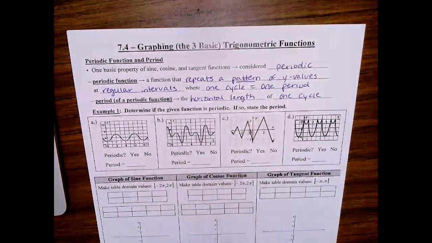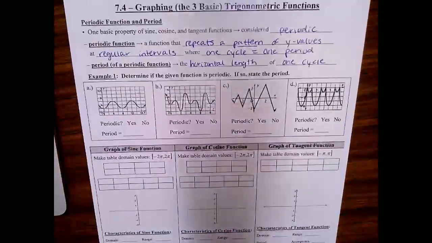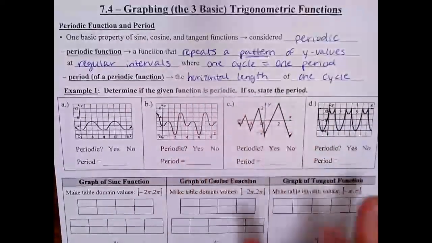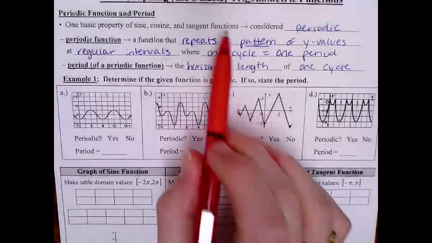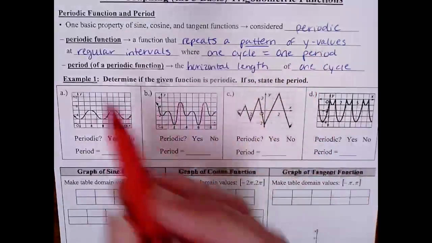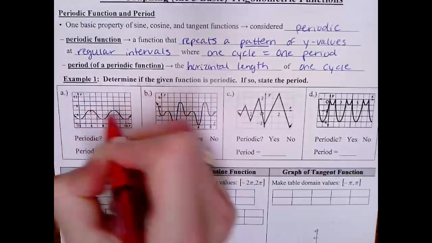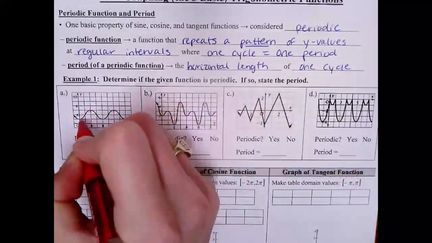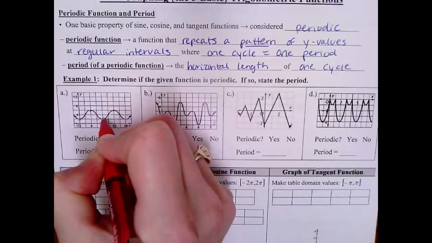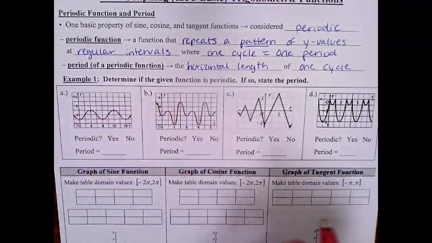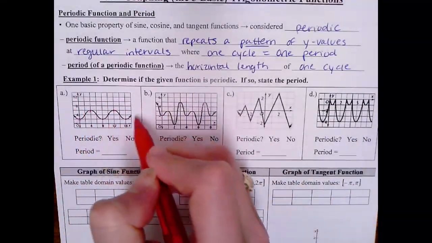So we're going to look at these examples and determine if the given function is periodic, and if so, state the period. The period being the horizontal length of one cycle. So remember, it's a repeated pattern of y values. So you're kind of observing the y values here. This is at 6, 6, so that repeats. You have one at 2, 2, 2, and then you have like 4, 4, 4, 4 here. So yes, it is a pattern of repeated y values.